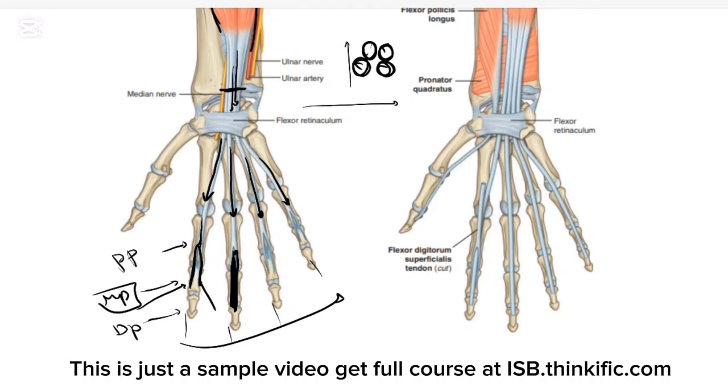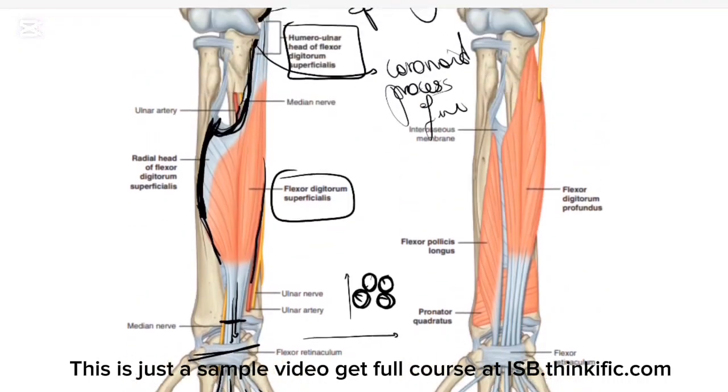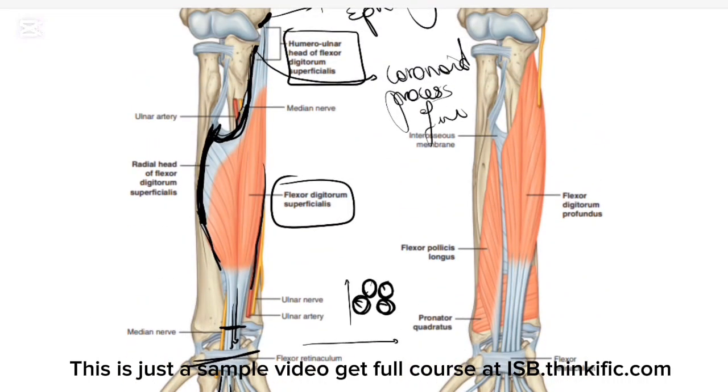So because this is the proximal interphalangeal joint, right? Because this muscle inserts into the middle phalanges of the medial four fingers, it can act on the proximal interphalangeal joints, right? So it flexes the proximal interphalangeal joints. It flexes these joints, which are the metacarpophalangeal joints, and it flexes the wrist joint, right? So this is the muscle in general.